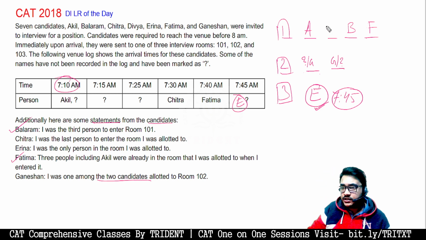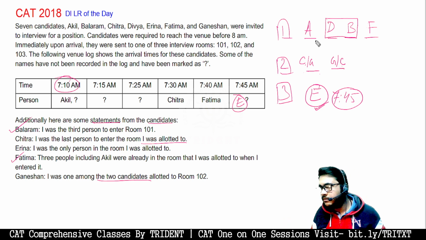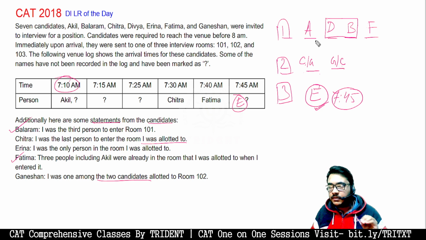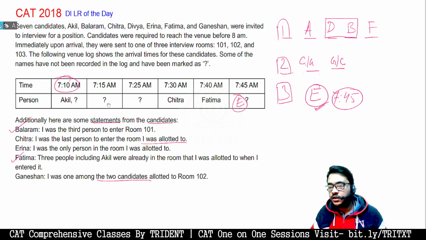Let's read out for Divya and Chitra. Chitra says, I was the last person to enter the room I was allotted to. Couldn't be this one. So definitely I know this is going to be CG or GC. Whichever picks the place, the other one gets allotted to the other one. So that means Divya has to be over here. Now, one thing please understand, we have allotted them in the rooms very well, but we don't know the time of arrival of them.